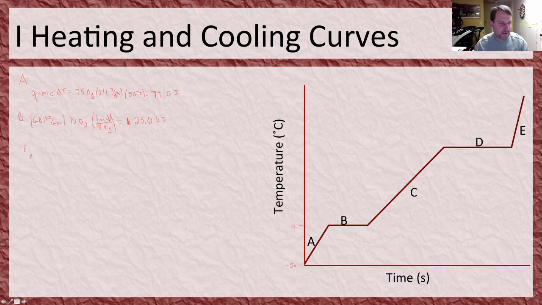Now C is the same as up here. So Q is equal to mc delta T. Now our mass is the same as before, so 75.0 grams. Our C is different now. It's 4.19 joules per gram degree Celsius. And then our temperature change is going from 0 up to 100. So region C gets us all the way up to 100 degrees.